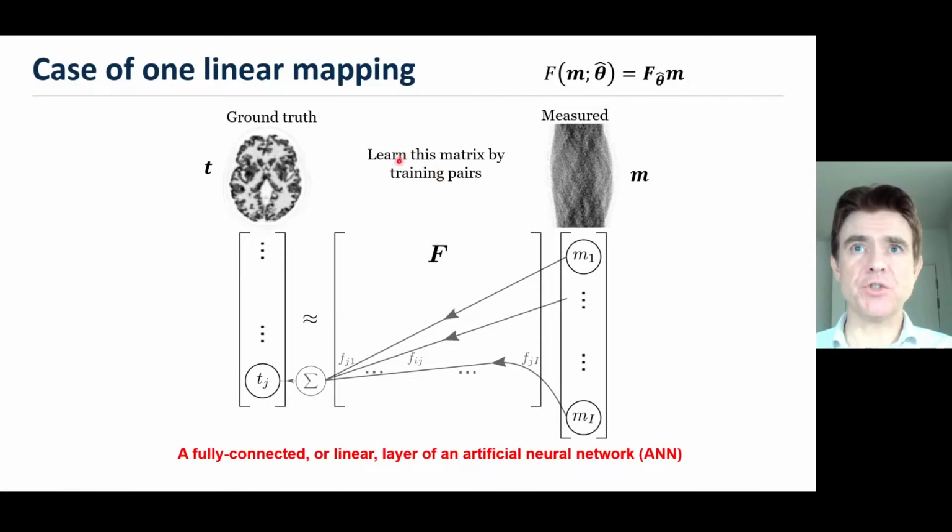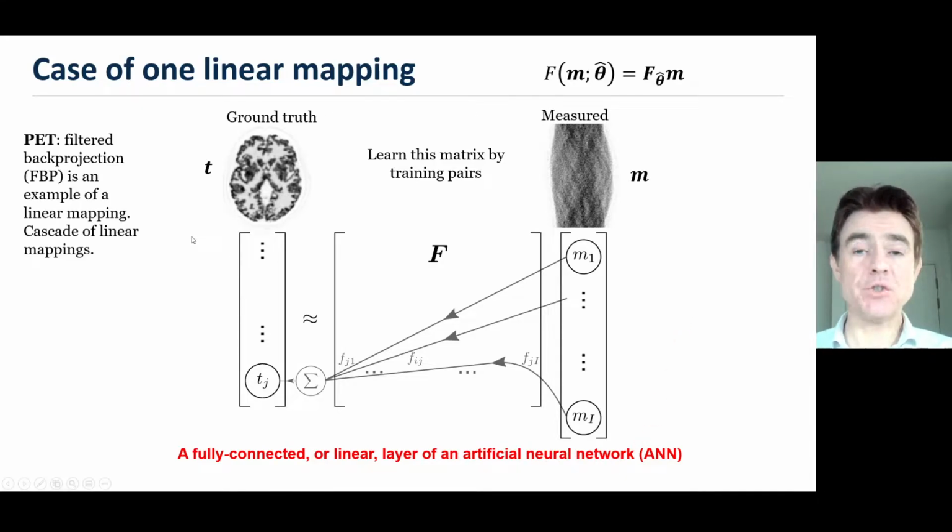And the idea then is to learn that matrix F by training pairs. And for this example of a linear mapping of just one huge matrix F, this would correspond in machine learning language to a fully connected layer, or a linear layer, or a dense layer of an artificial neural network. And for PET, we can well imagine that such a linear mapping would exist.